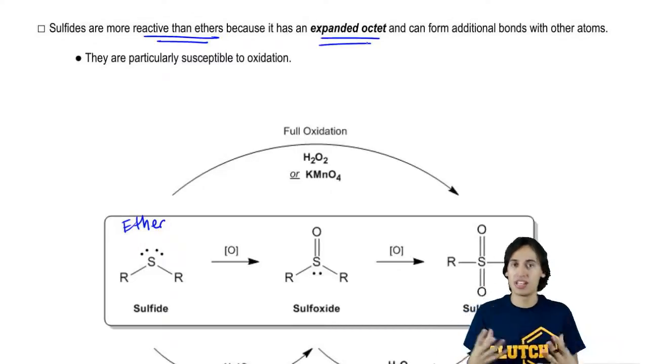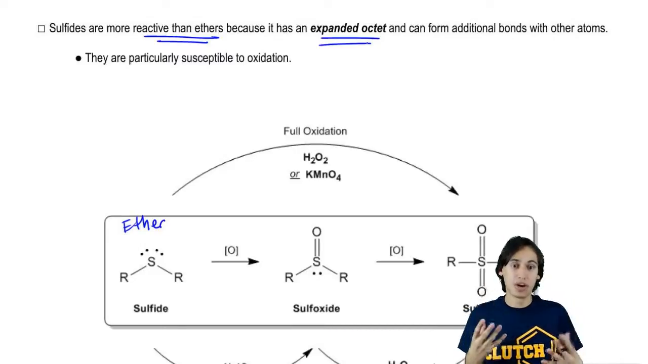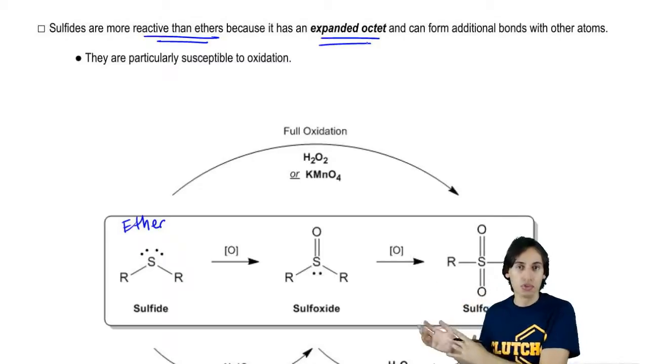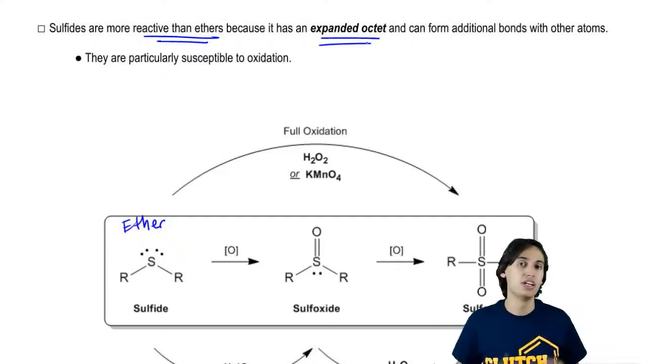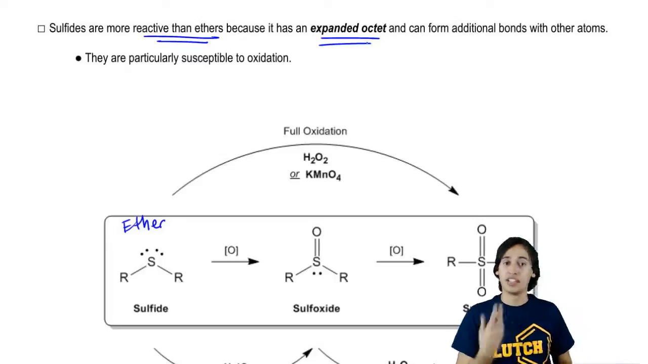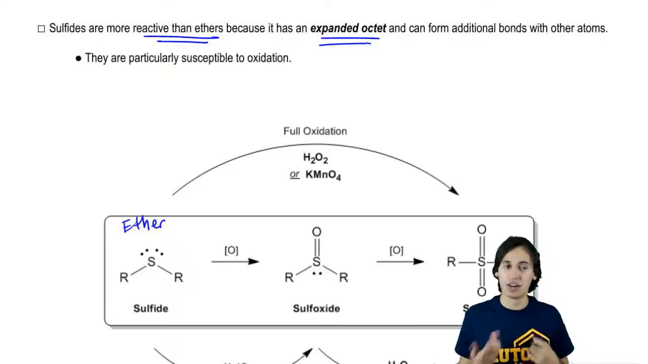Remember that the expanded octet means that they can fit up to 6 bonds with the sulfur. So it's going to give it more liberty to react with oxygen, and that means that they're really going to be pretty easy to oxidize.